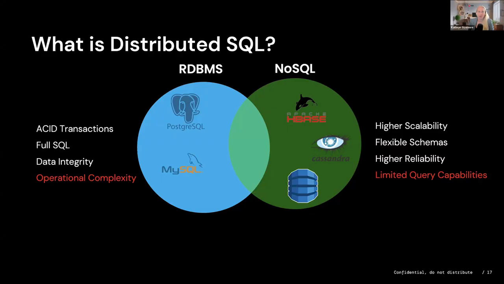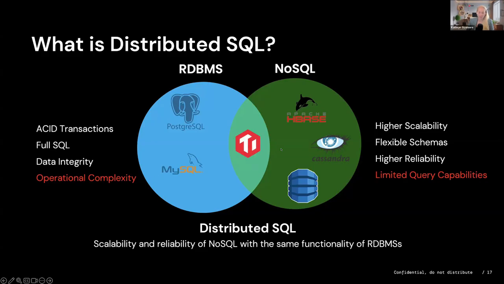I said earlier that this is far beyond the limits of Postgres and MySQL. Well, let's dig into that a little bit more. So there's the traditional databases, Postgres, MySQL, that are ACID compliant, full SQL, have data integrity. But when you get to real scale, we have sharding complexity, operational complexity, et cetera.